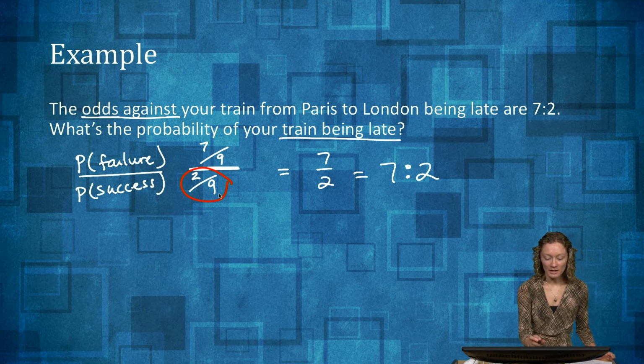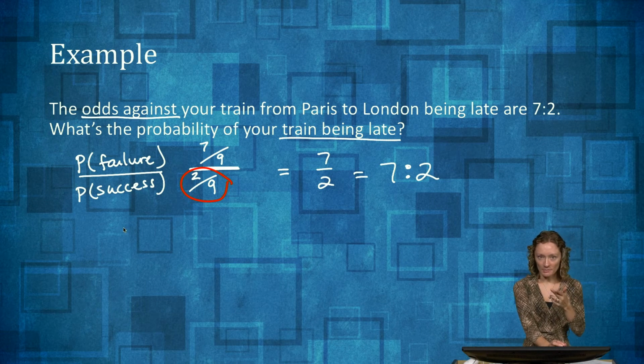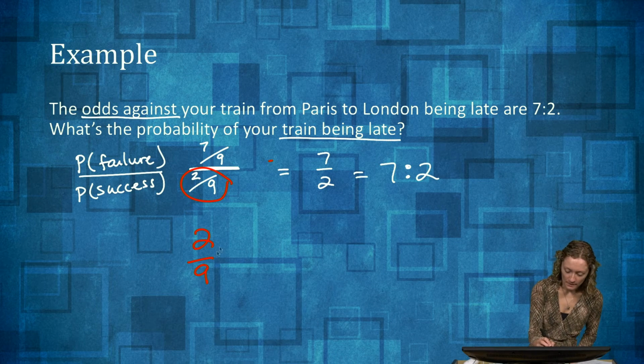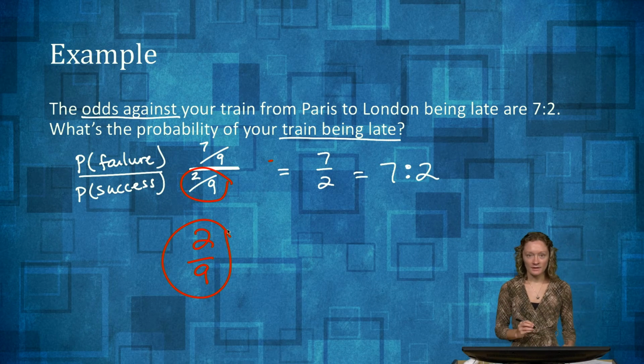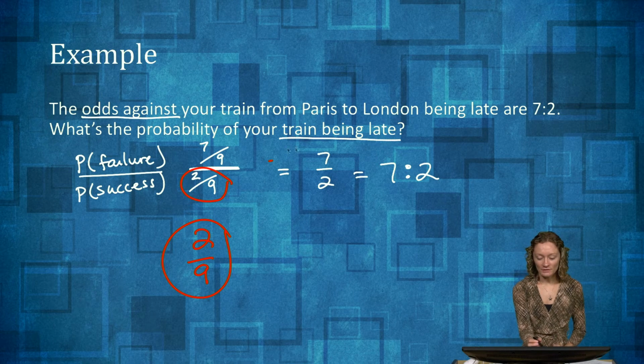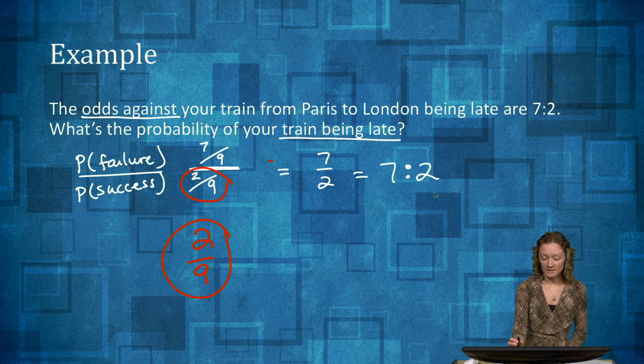We want the probability of train being late, the event, train being late. Again, I know being late sounds like failure, but it's the event. The event happening, train being late, 2 out of 9. The event not happening, 7 out of 9. 2 out of 9. It's your call. You'll have to analyze which one it's asking for. But this process is always the same.